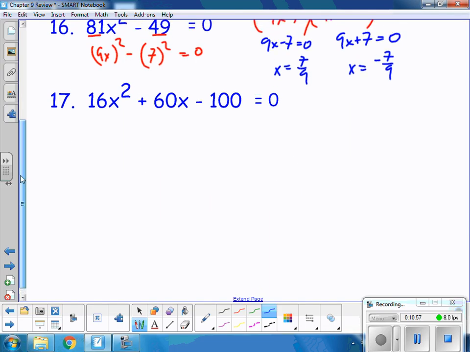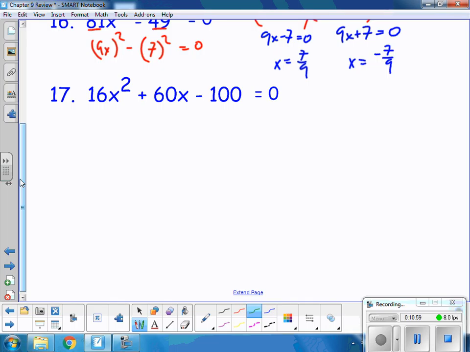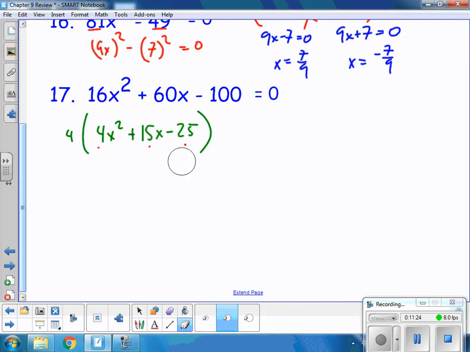Number 17, it took me a little while to work through this guy. I factored out a 4, so I ended up with 4x squared plus 15x minus 25. With this one, I tried to find a perfect square because I saw 4 and I saw a negative 25, but I couldn't get to my 15. So it was actually kind of deceiving.